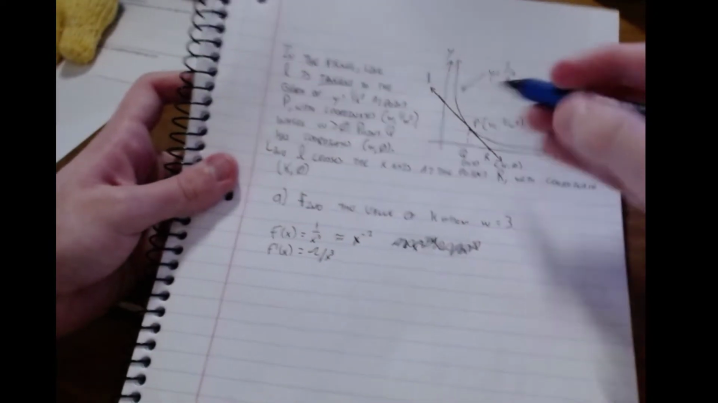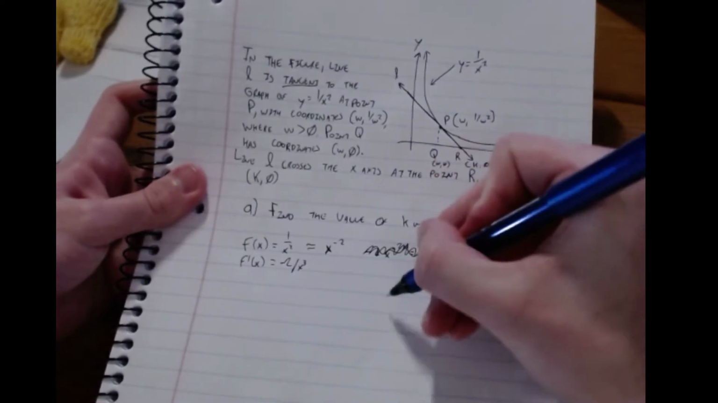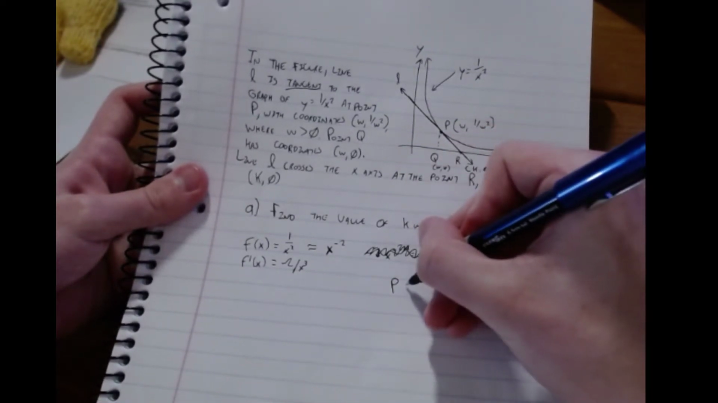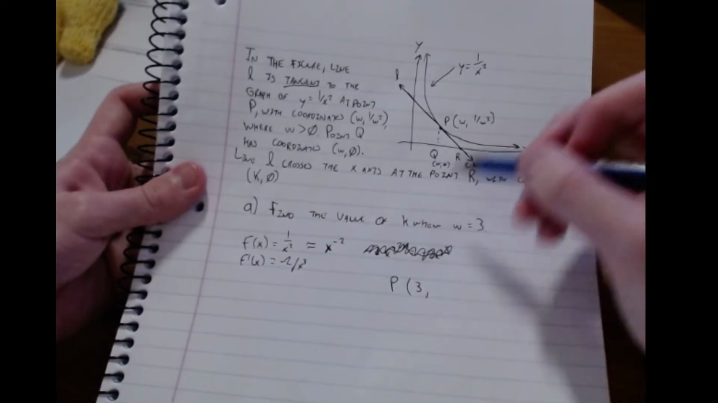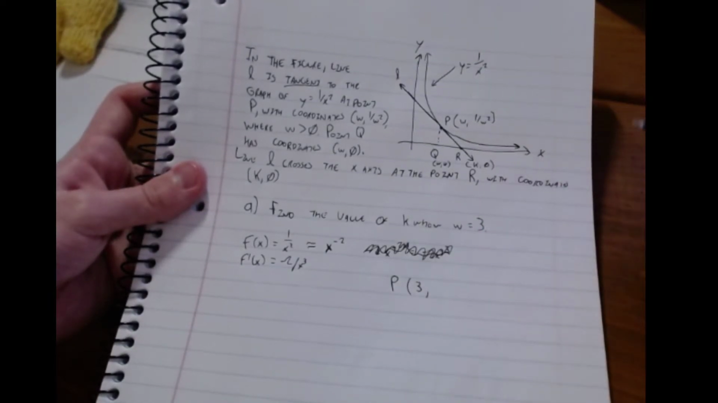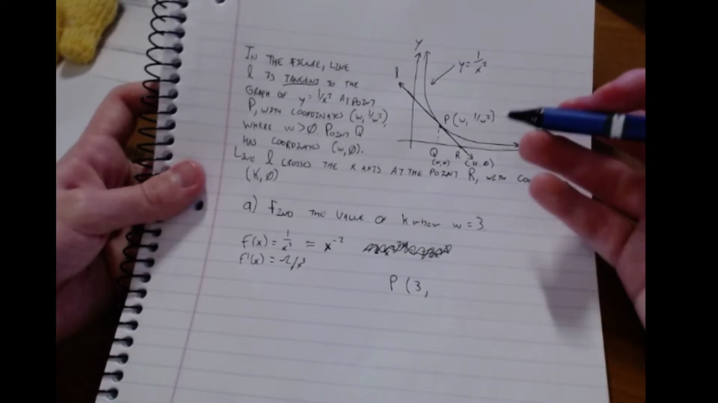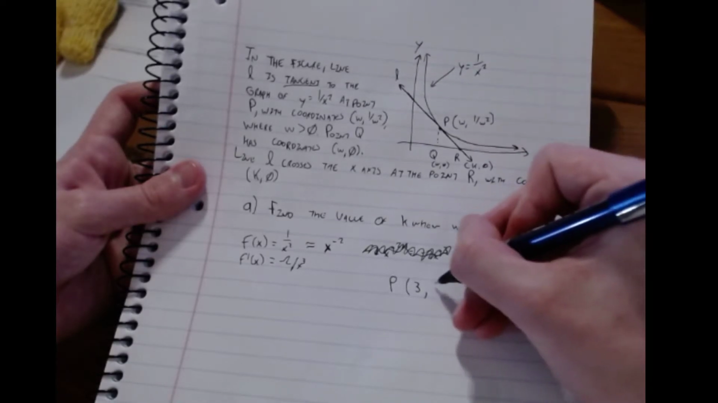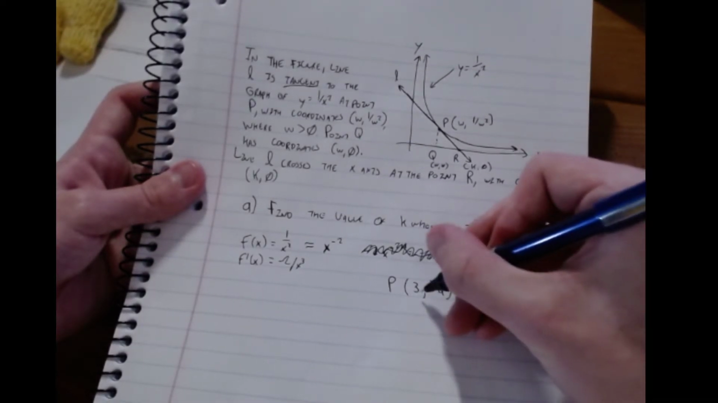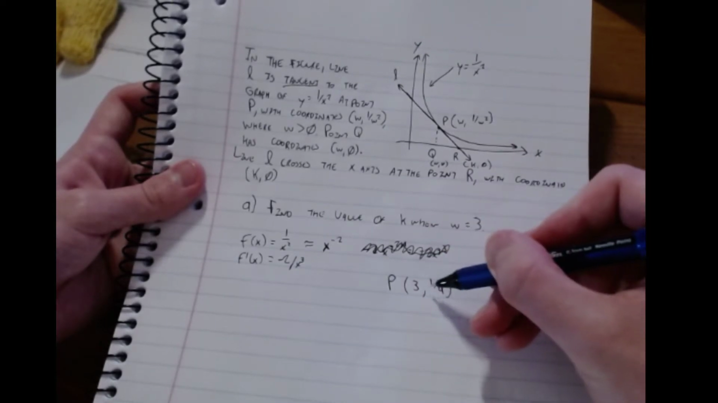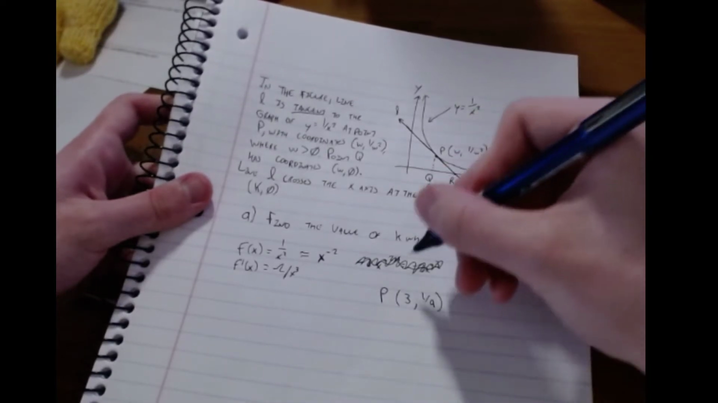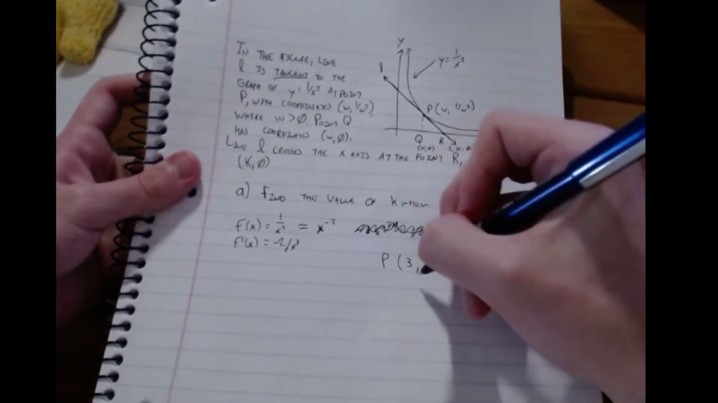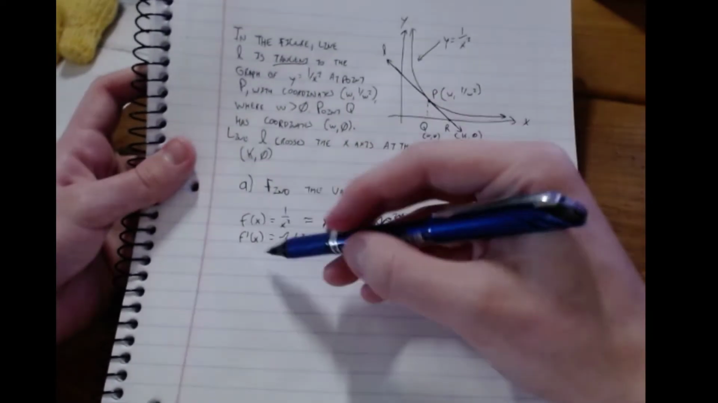So now that we have that, I'm going to find what the coordinates of P are. So P is 3, and then we have 1 over w squared. We know 3 squared is 9, so 1 over 9, and we know that w is 3. So that's how we have point P. So that's going to be 3 for this, and now we can actually plug in some things.